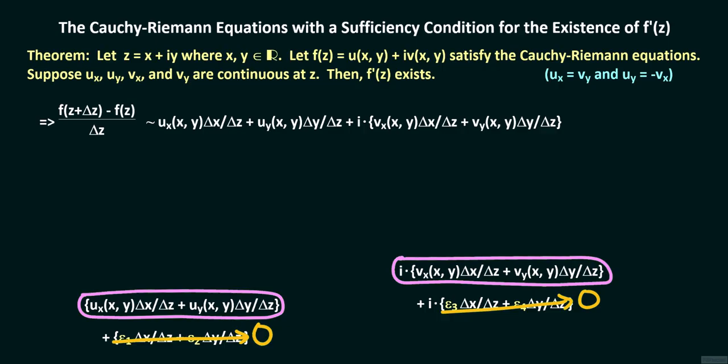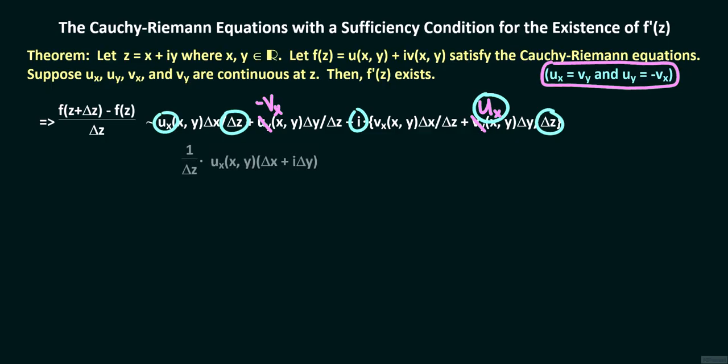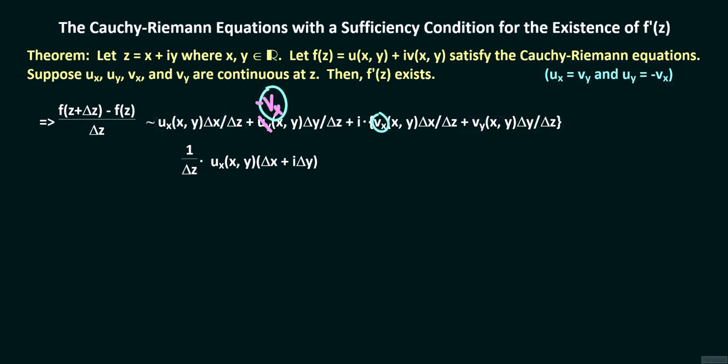And finally, we get to use the Cauchy Riemann equations. u sub y equals minus v sub x, and v sub y equals u sub x. We factor out 1 over delta z and u sub x from the u terms. Don't forget the i that is attached to u sub x times delta y over delta z. And so this is what comes out of the u terms. We factor out v sub x from the v terms.